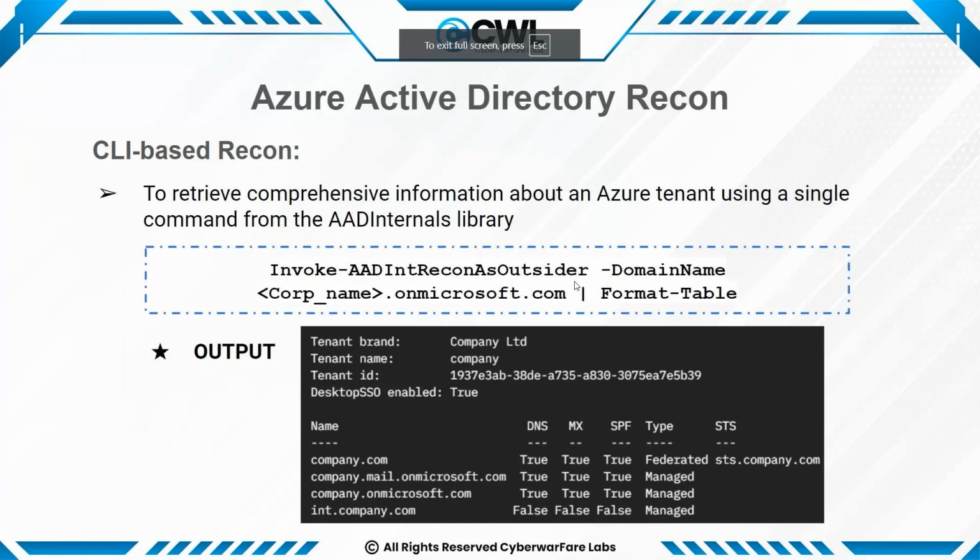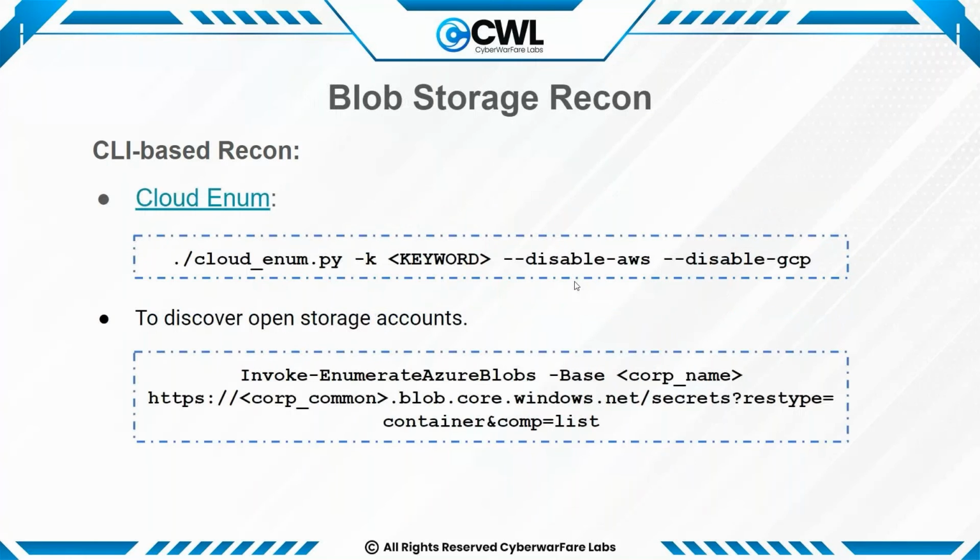So our next service is blob storage. The first tool we have is the CloudEnum tool. We have already seen this tool. You can change the keyword for which you want to perform the search, and it will give you the publicly exposed blob storages. The next tool we'll be using to enumerate blob storage is MicroBurst.